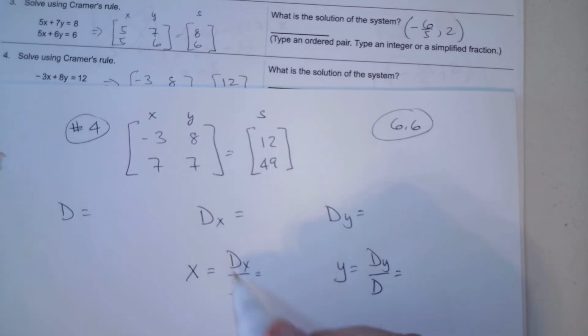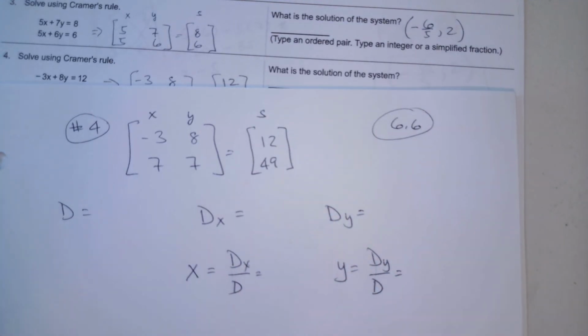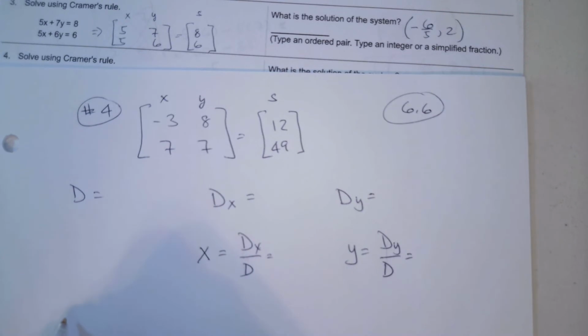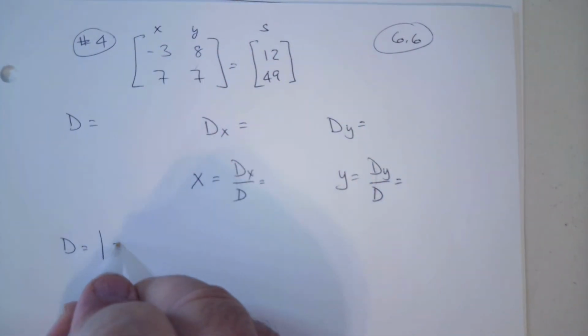The formula is pretty easy for these, because if you think about it, if this is multiplication, the d's cancel, left with x. The d's cancel, left with y. So that's the easy way to memorize the formula. So we have to figure out the determinants. The first determinant, d, is this original one.